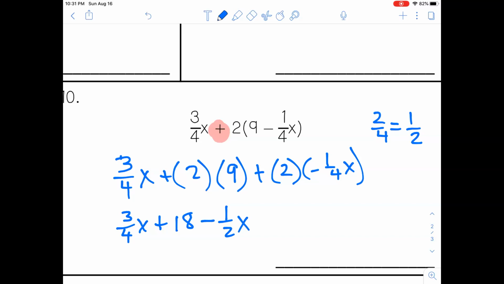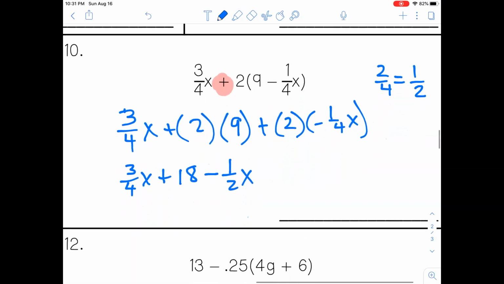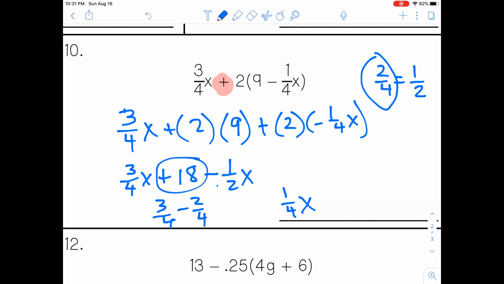Do we have any like terms? You're right, we do, the first and last one. So 3/4 x minus 1/2 x. Well, if we didn't reduce, we'd have 2/4. Remember, we have to have a common denominator. So we have 3/4 minus 2/4, and that gives us 1/4. And it's positive because the 3/4 is larger. So 1/4 x, and we're always going to write the x, the variable term, before a constant. And then this is all by itself, so we'll bring it down and have plus 18.